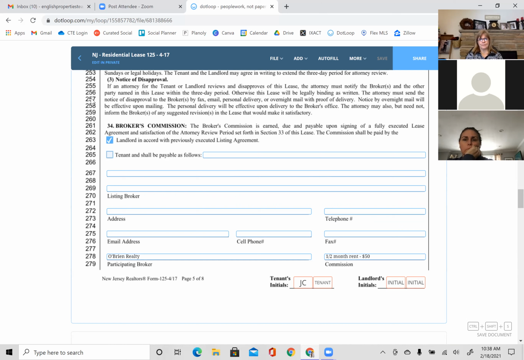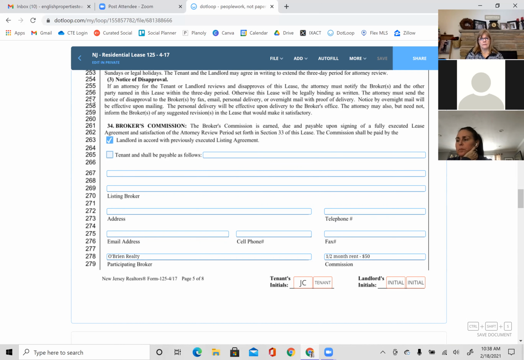They have to send it by fax, email. They can hand deliver it to you. They overnight mail it. Most times people use email nowadays, right? That's the most common form of delivery, especially because it's the fastest. But every once in a while, you'll see an attorney who might certify mail something to somebody. They also need to inform you guys of any suggested revisions.